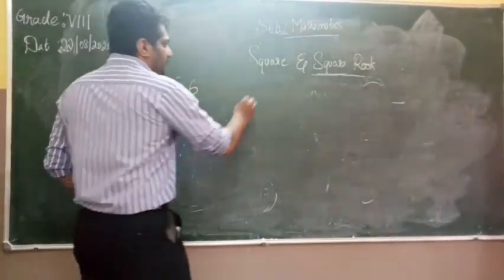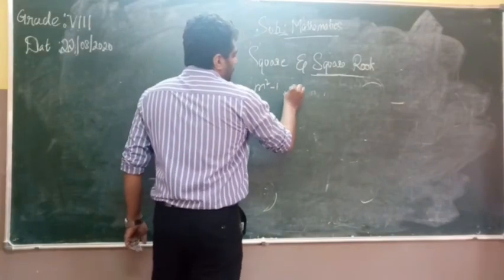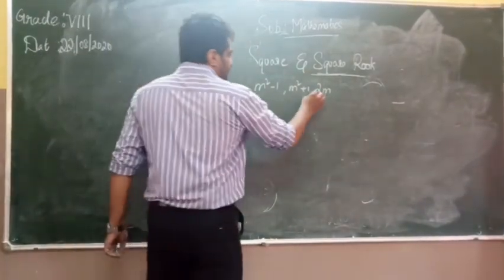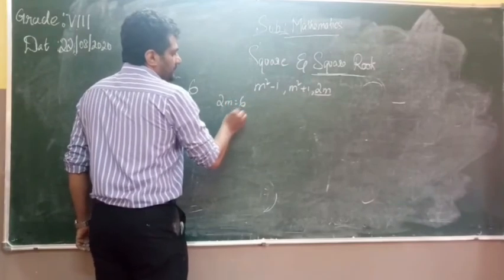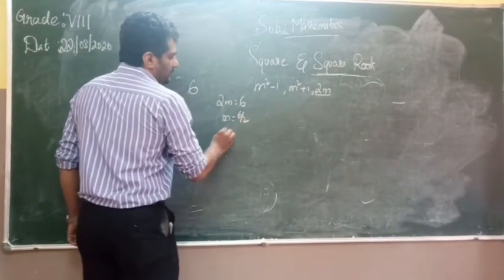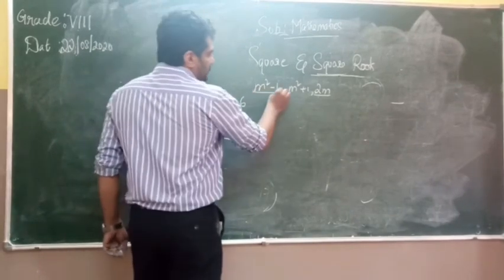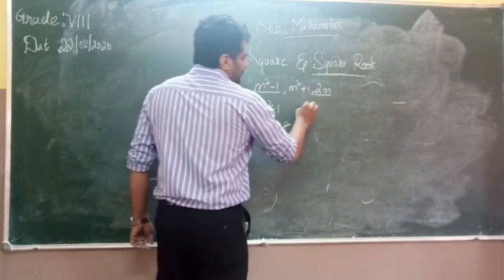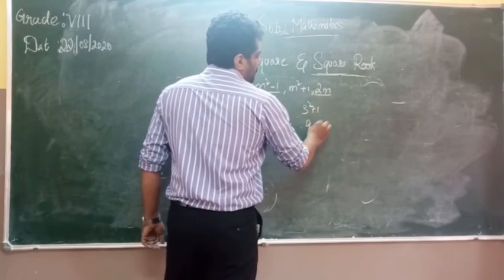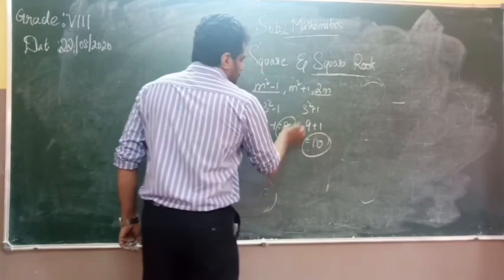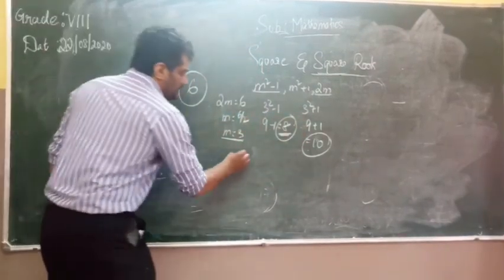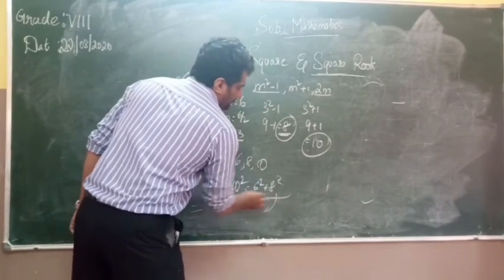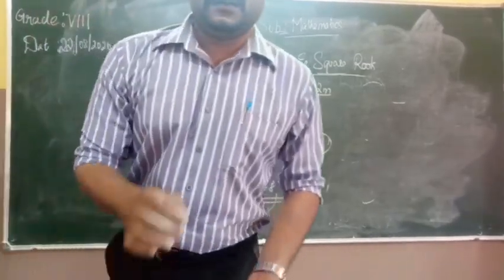Let's see. What is the general form which we have? n squared minus 1, n squared plus 1 and 2n. Correct. Take this one: 2n is equal to 6. n is equal to 6 by 2. n is equal to 3. So 3 squared minus 1 is 9 minus 1, which is 8. 3 squared plus 1 is 9 plus 1, which is 10. So it is 6, 8, 10. So 10 squared is equal to 6 squared plus 8 squared. This is how we find the Pythagorean triplet.